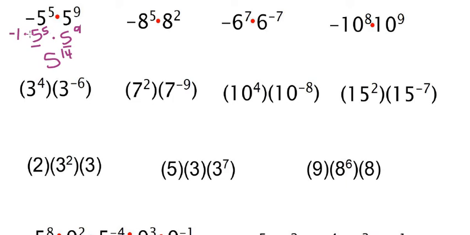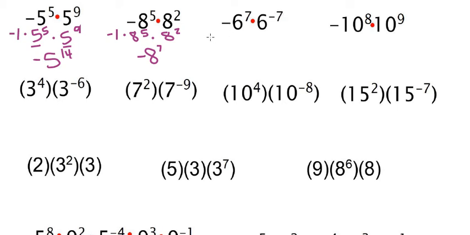But I still have to multiply that by negative 1. So what's going to happen when I multiply that by negative 1 is I end up with negative 5 to the 14th. Here I'm going to have negative 1 multiplied by 8 to the power of 5 multiplied by 8 squared. Well, here I'm going to ignore my negative 1 till the end. My common base is 8, and 5 plus 2 is 7. So I've got 8 to the power of 7. My negative 1 there means it needs to be negative 8 to the power of 7.